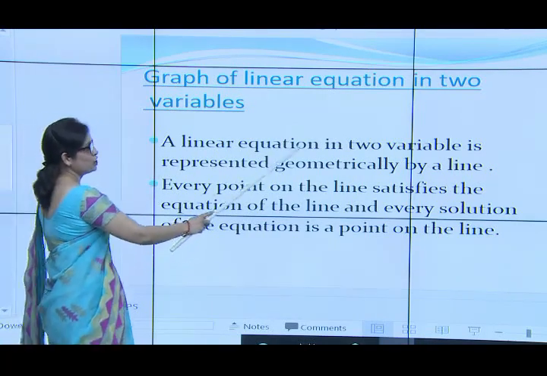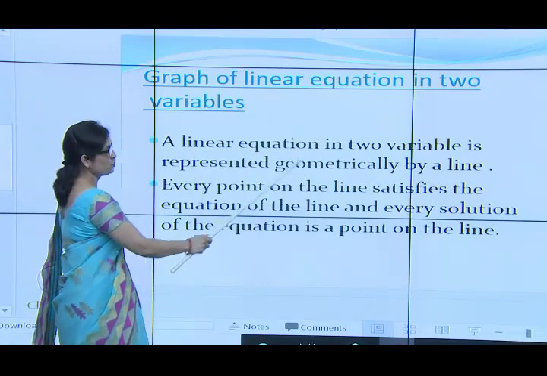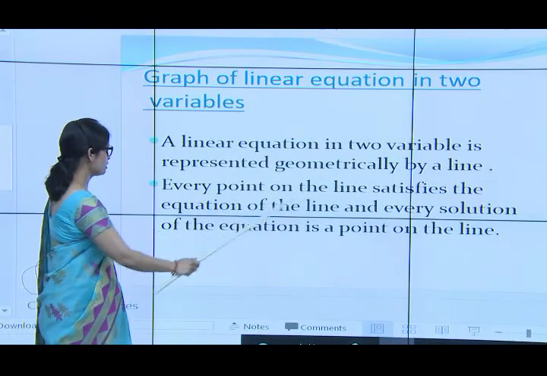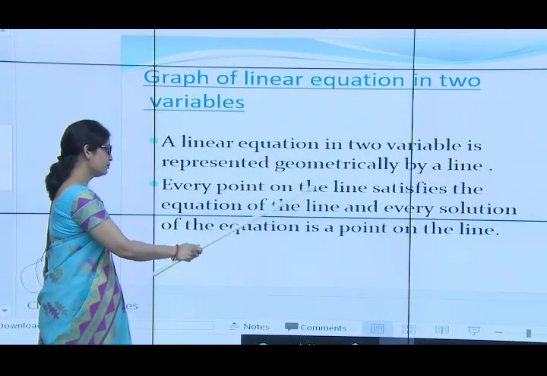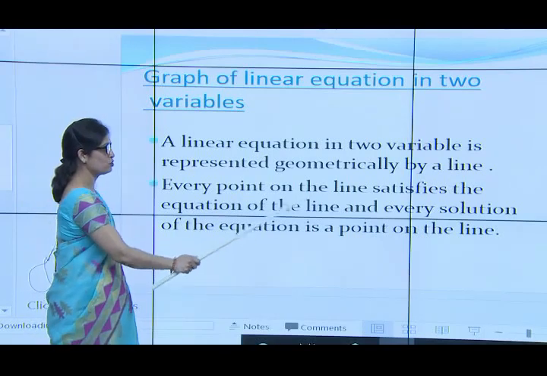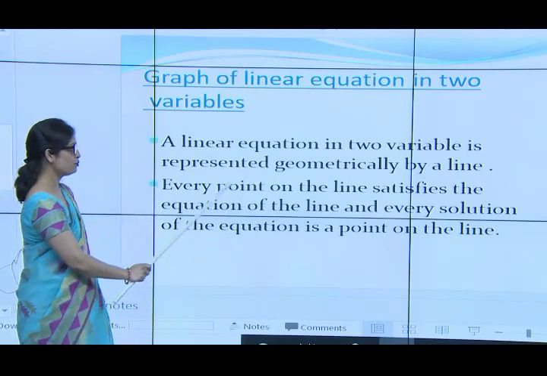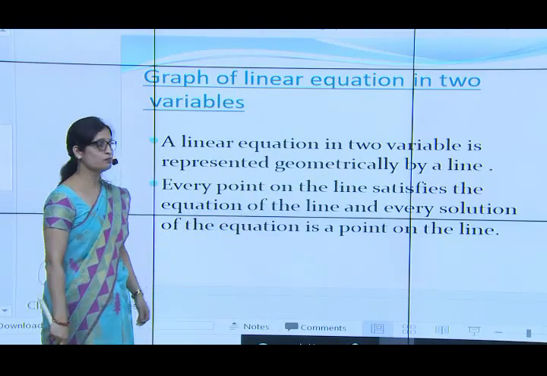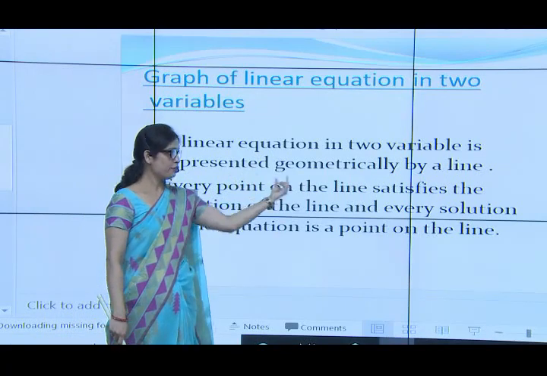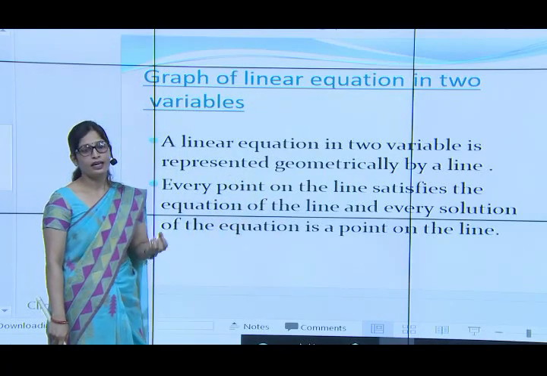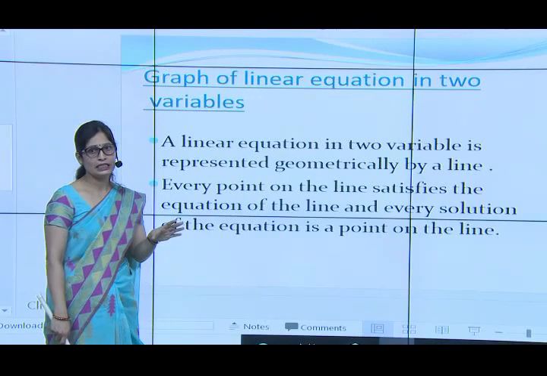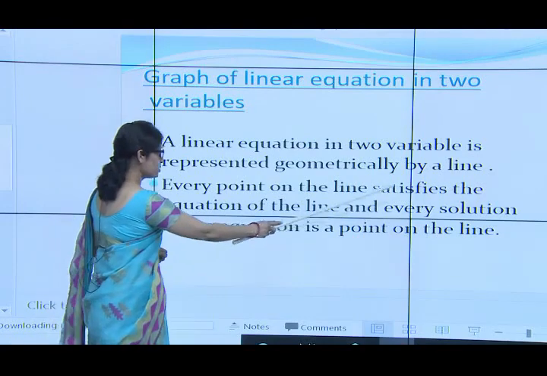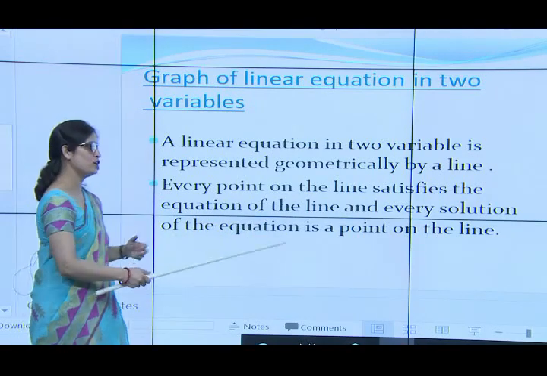A linear equation in two variables is represented geometrically by a line. Every point on the line satisfies the equation of the line, and every solution of the equation is a point on the line. Again read this: every point on the line satisfies the equation of the line. This means there are infinite points on the line. Every point which lies on the line is a solution of the equation, and every solution of the equation is a point on the line.